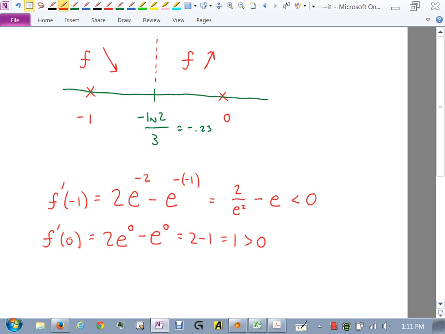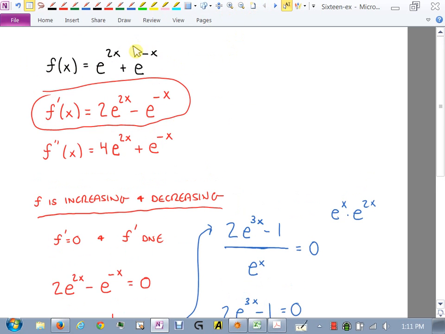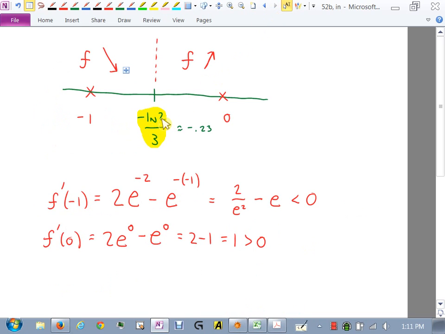Questions? It looks like I have a local minimum, doesn't it? I just need to make sure that this value is in the domain of the original function. So did our original function have any problems? E to the 2x is exponential. You can plug anything you want into this. Same with this. You're never going to get division by 0 or square root of a negative number. It's a well-defined function. So since this number is allowed to be plugged in, it's part of my original domain. This should be a lowest point on the graph, or locally, a local minimum.